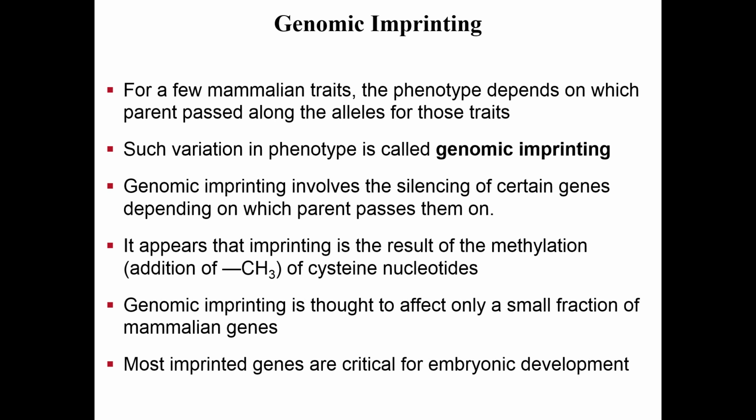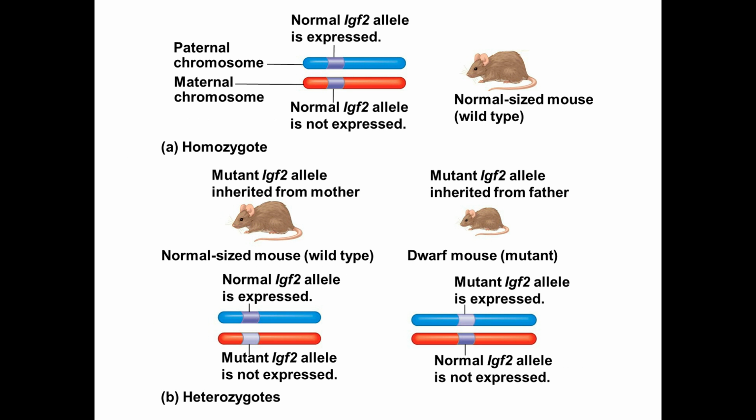So all of this has to do with embryonic development. Here, for example, we're looking at mice. Here we have a normal IGF2 allele that's expressed on the paternal chromosome. And here on the maternal chromosome, we have a normal IGF2 allele that's not expressed. So you end up with a normal-sized mouse. So this is the wild type.